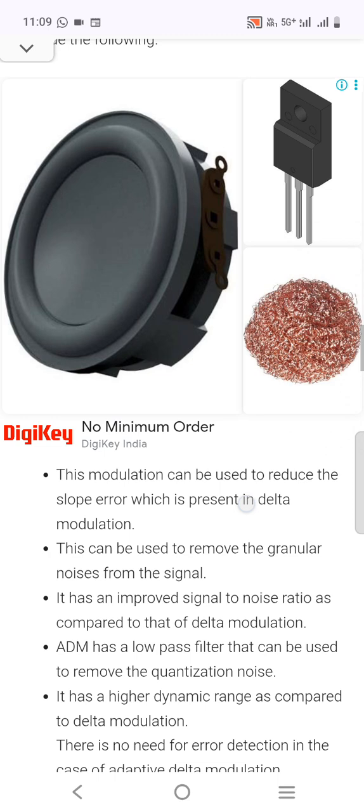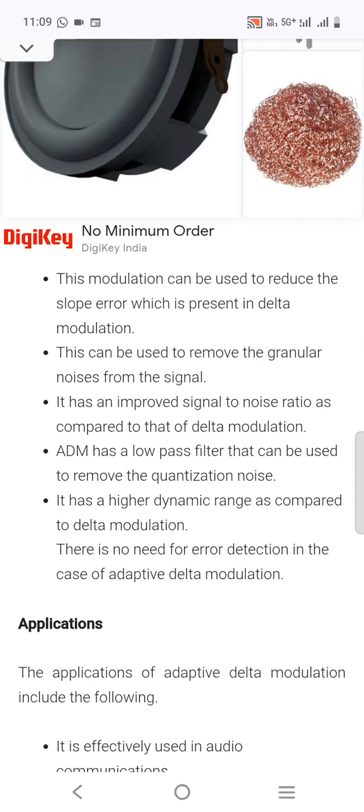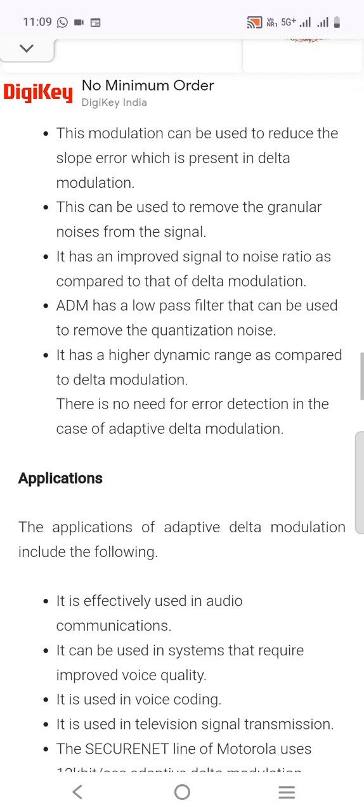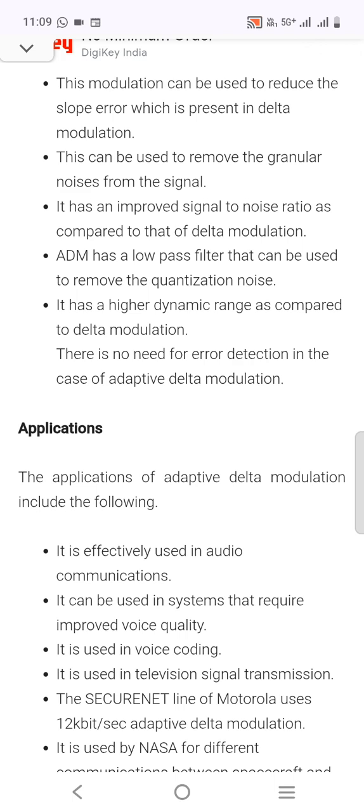Advantages of adaptive delta modulation: the modulation can be used to reduce the slope error which is present in delta modulation. This can be used to remove the granular noise from the signal. It has an improved signal to noise ratio as compared to delta modulation. ADM has a low pass filter that can be used to remove the quantization noise. It has a higher dynamic range as compared to delta modulation. There is no need for error detection in case of adaptive delta modulation.